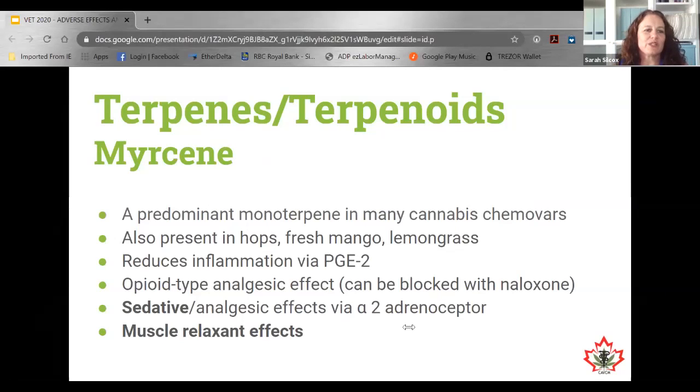If you had an opportunity to catch either Dr. Mosley's lecture yesterday or Dr. Andre's lecture earlier, you likely heard about some of the more common terpenoids. Myrcene has actual opioid-type analgesic effects, so it shouldn't be a surprise that we can see sedation and muscle-relaxing effects with products that have high levels of myrcene.